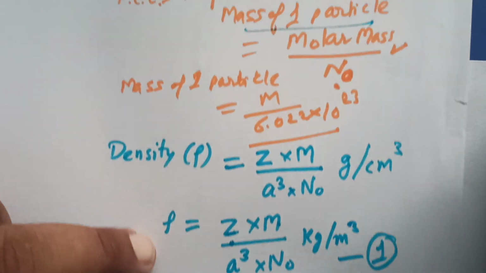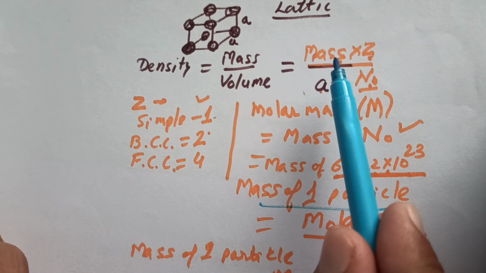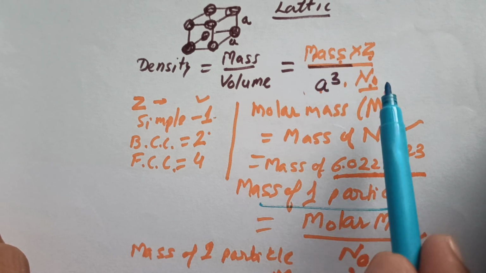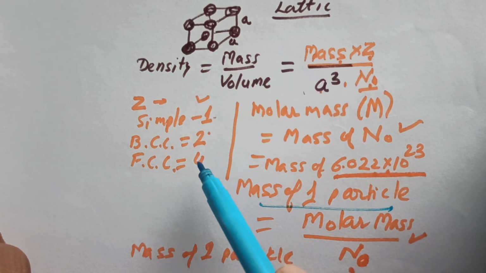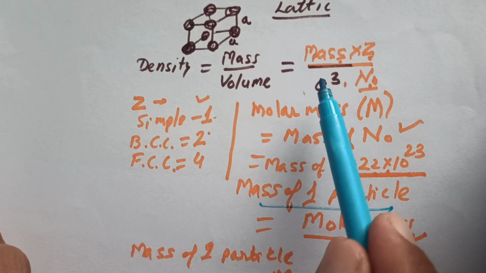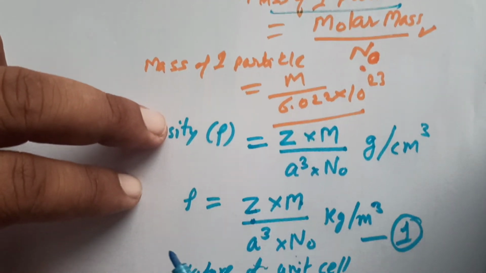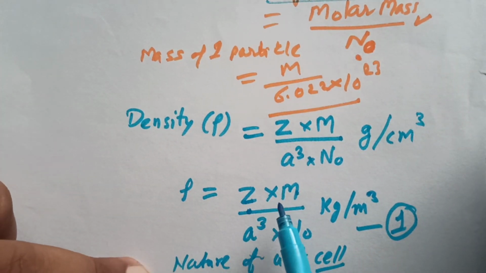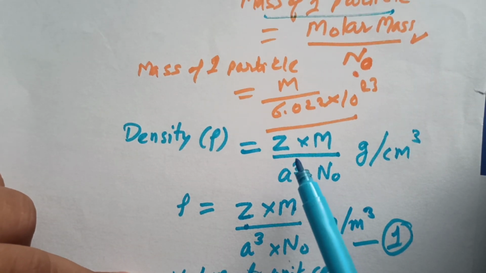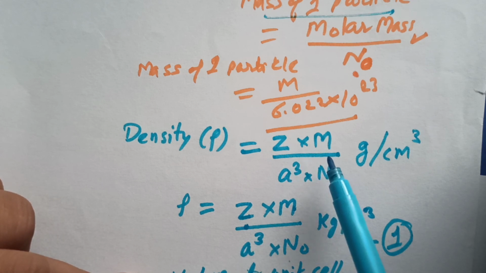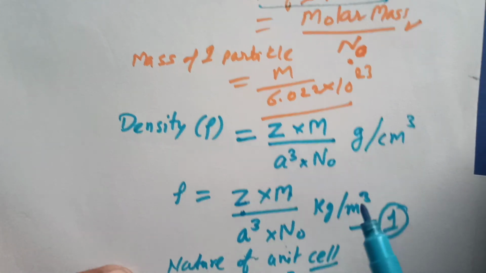So once again students, density we were supposed to find of the unit cell. For that we required the mass of the unit cell. Mass will be the mass of one particle, that is molar mass divided by N naught, multiplied by the value of Z. This will give you the mass of the unit cell, then you have to divide with the volume of the unit cell. Volume will be A cube. Now put these values, we get density is equal to Z into M upon A cube into N naught. Here Z is the number of particles in a unit cell, M is molar mass, A is edge length, N naught is Avogadro's number.